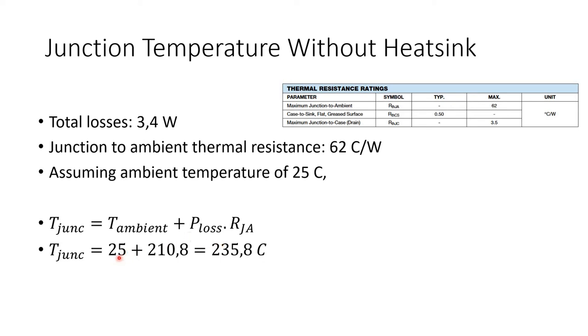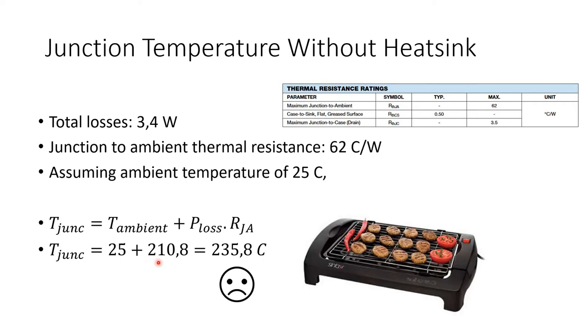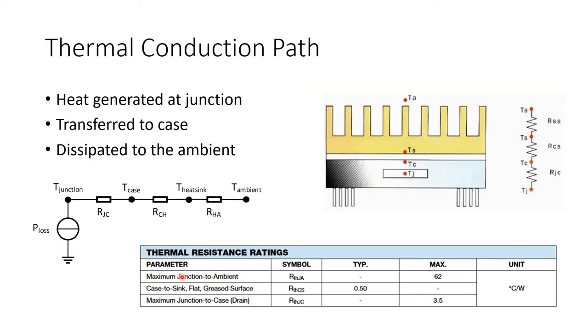As I said, junction temperature is 25 Celsius, and the losses of 3.4 watts of power result in a temperature rise of 210, which is a lot if you are constructing a commercial product, but if you are constructing a barbecue, it may be okay. So what we should do is use a heatsink, because we have seen that we cannot operate this circuit without a heatsink. When we add a heatsink, the thermal model changes a little bit.